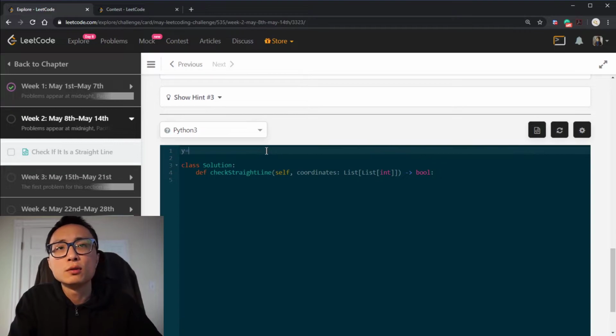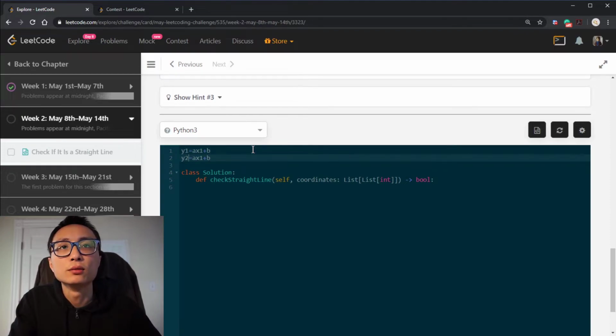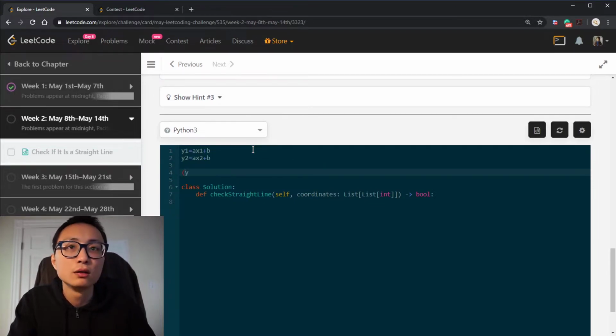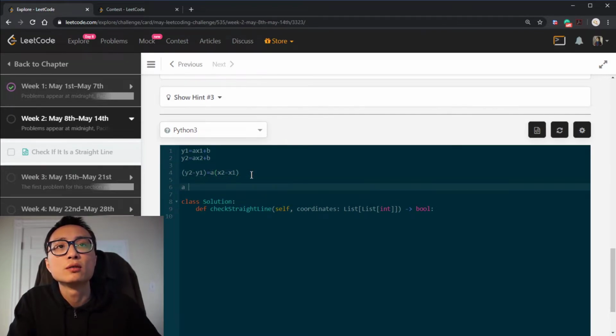So in terms of the formula, let's just work this out a little bit. It's the slope multiplied by x plus the intercept. We grab two dots, and if we take the difference of both sides, we get y2 minus y1 equal to a multiplied by x2 minus x1. The b got cancelled out, so the formula for a, the slope, is going to be y2 minus y1 divided by x2 minus x1. So x2 shouldn't be equal to x1.